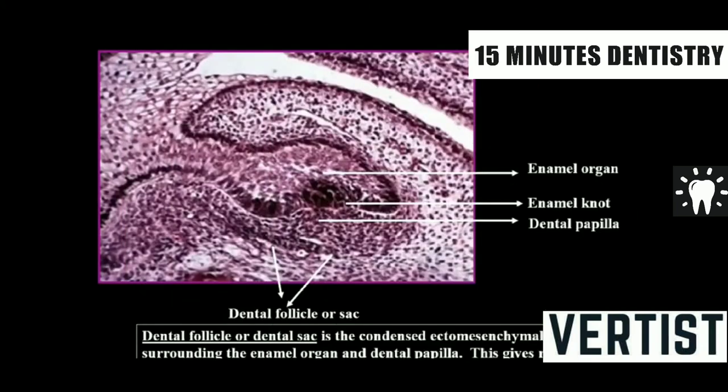Now many times in the exam they'll ask you to describe the structure. So if the cap stage comes, you have to talk about the enamel knot, enamel niche, and enamel cord also, and the dental follicle. So there are three parts of the cap stage: the enamel organ, the dental papilla, and the whole structure is surrounded by the dental follicle or sac. So the enamel organ, dental papilla, and dental sac form the cap stage.